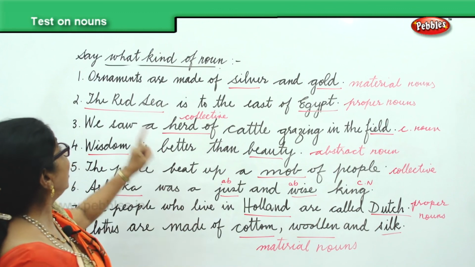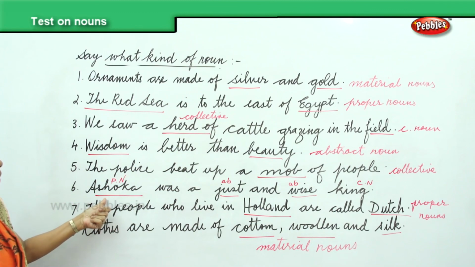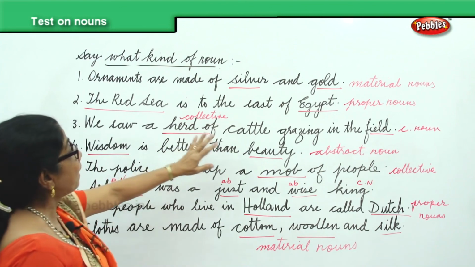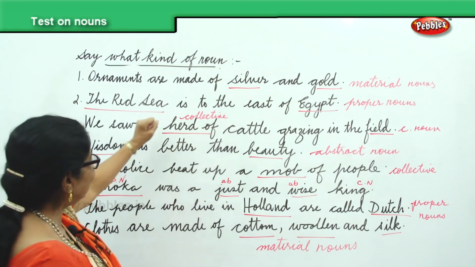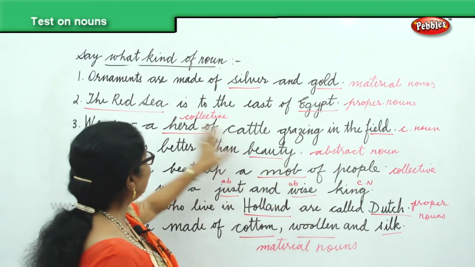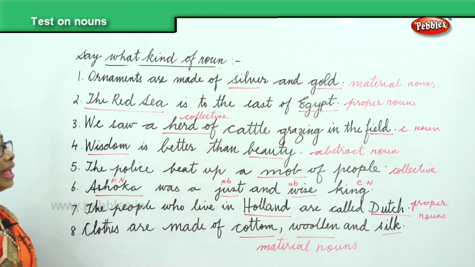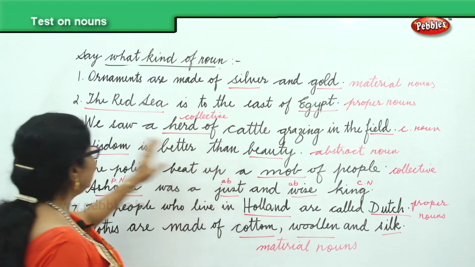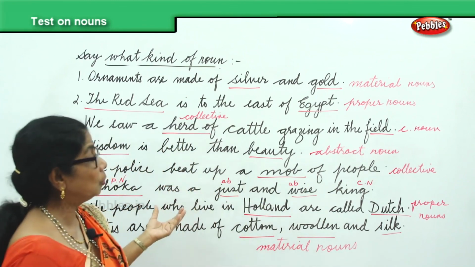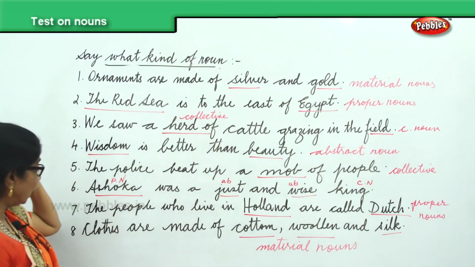Now let's say, we have material nouns: gold, silver, cotton, woolen, silk. Then we have proper nouns: Red Sea, Egypt, Ashoka, Holland, Dutch. Then we have collective nouns: herd of cattle and a mob of people. We have two collective nouns. Then you have abstract nouns: beauty, wisdom, just, wise. We have also common nouns: king, field.